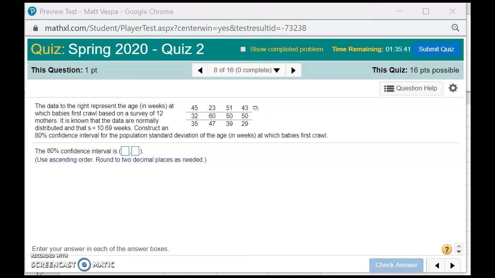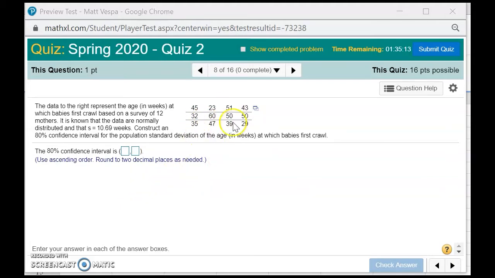So we have a problem, we're given some data, and it's about the time in weeks when babies first crawl. We have a survey of 12 mothers, right? It's known the data is normally distributed. That was one of our requirements, and they ask us to put together an 80% confidence interval for the population standard deviation of the age in which babies first crawl. Okay, so we're estimating a population standard deviation.